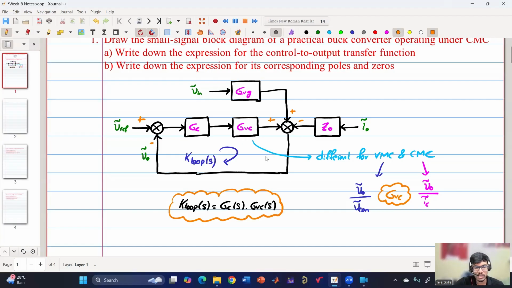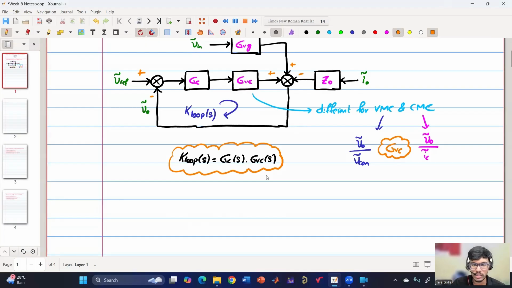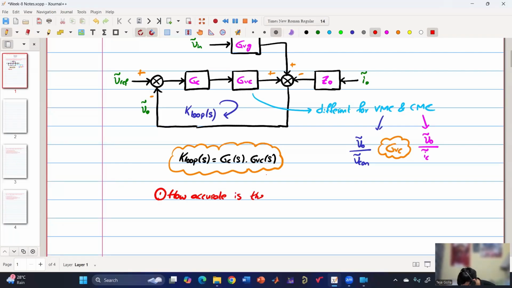The first thing that is very important while designing the controller is to get the GVC transfer function. And the second one is to design the controller that will meet our requirements like bandwidth and phase margin. That we have been discussing for quite some time. But the first important thing is how accurate is the model. So today's discussion will be starting with this. We'll discuss a more accurate model today.